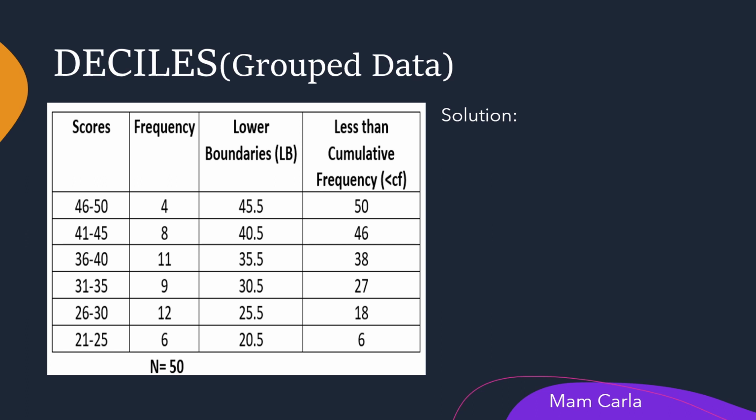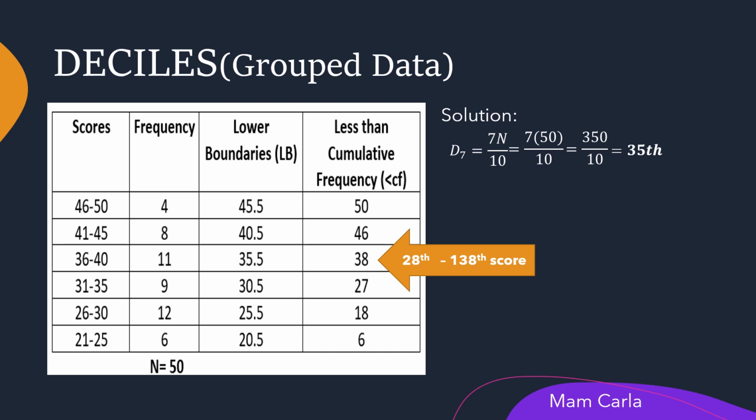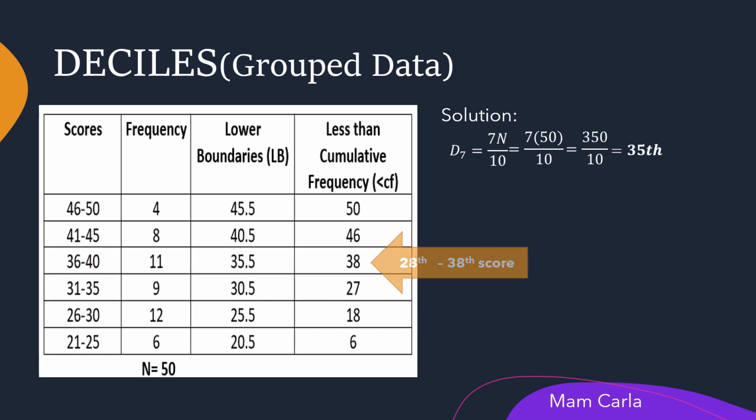Now for the 7th decile, we need to use D sub 7 equals 7 times N over 10. So we just substitute the value of N, 50. We have 7 times 50 over 10, and it will give us 350 over 10, which is 35. It means that we are going to locate in which interval the 35th value or score belongs, and it belongs to the class interval 36 to 40. So the next step is we are going to mark this class interval as our D sub 7 class interval.